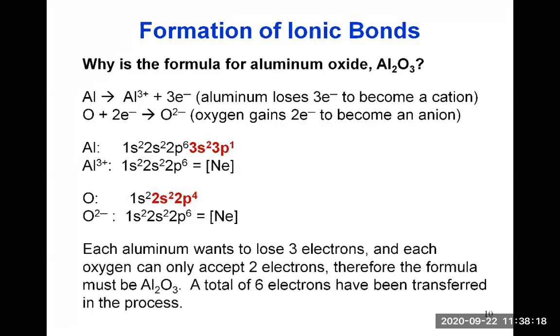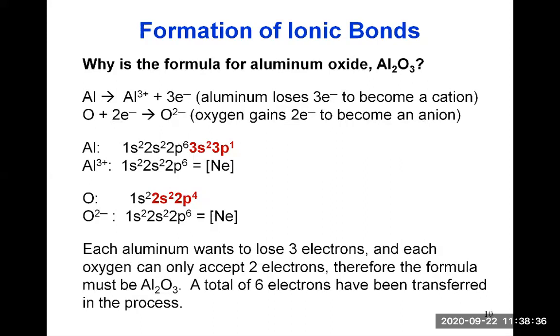So each aluminum wants to lose 3 electrons, and each oxygen can only accept 2 electrons. Therefore, the formula must be Al2O3. They must exchange 6 electrons in total. So 6 electrons will be transferred in the process.